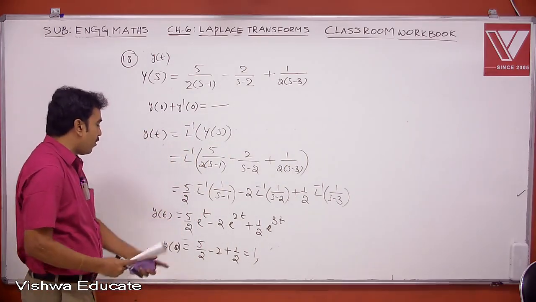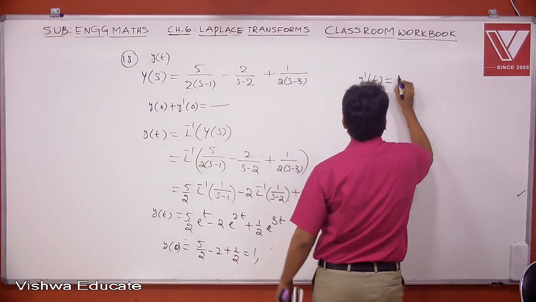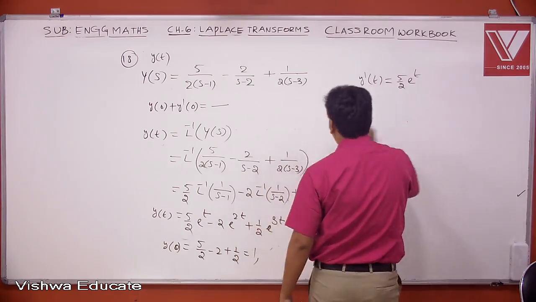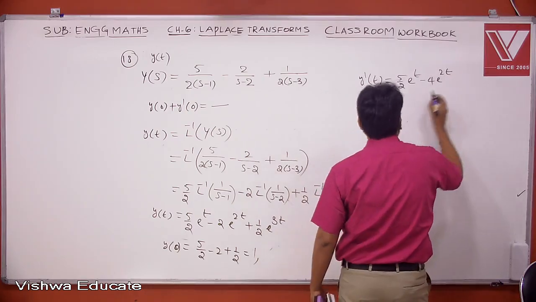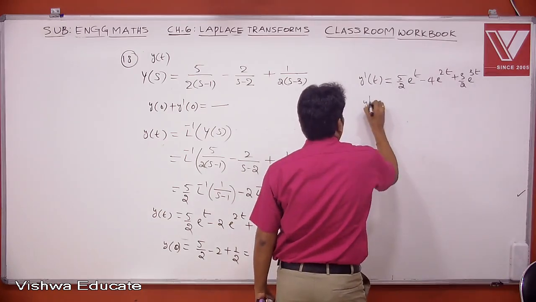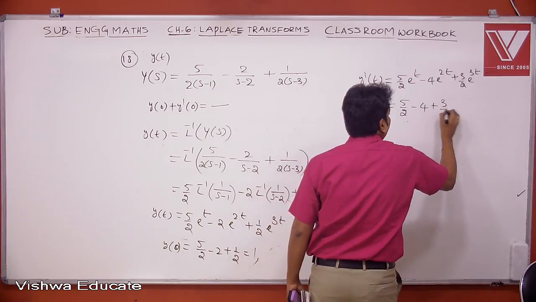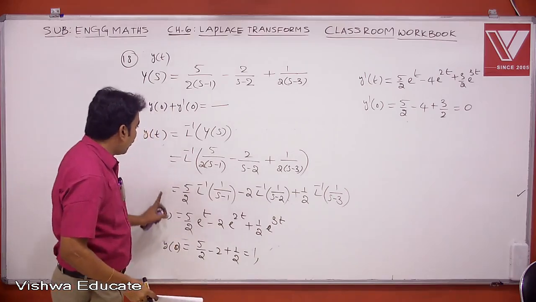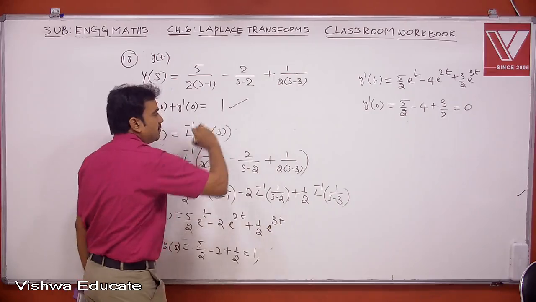Let us find the derivative of this. So here y dash of t equal to derivative of this is 5 by 2 into e power t, minus 4 times e power 2t, plus 3 by 2 into e power 3t. So therefore y dash of 0 equal to 5 by 2 minus 4 plus 3 by 2. So this is 0. Y dash of 0 is 0. Y of 0 equal to 1. Therefore this sum is 1. The answer is 1.